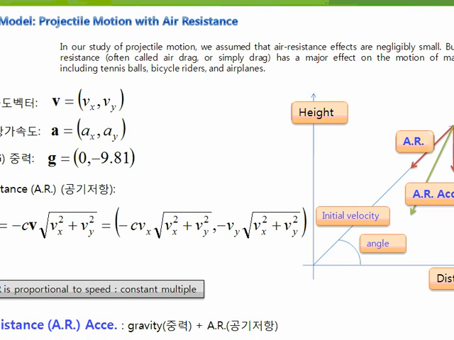Because the gravity does not affect the x-axis, there is no change on the x-axis, but gravity does affect the y-axis in the negative direction, not the positive direction, so we should have minus g here. And air resistance does affect both the x-axis and y-axis in this way. So if we add it, then we have the proper formula like this. So in a projectile model, these are the factors that we have to consider in analyzing.